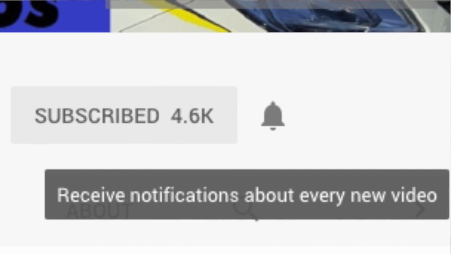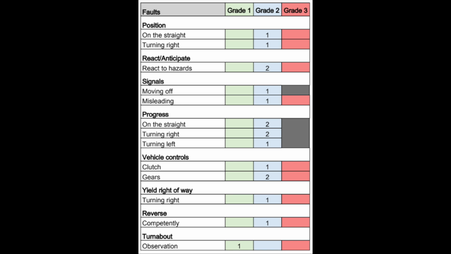So let's start by having a look at the driving test report sheet generally first. So here it is. First of all, we can see that there's grade 1, grade 2 and grade 3 marks. Now grade 1 is the green, they're just minor and they don't really mean too much. Grade 2 is more significant faults but not serious. Too many of those is a bad thing.